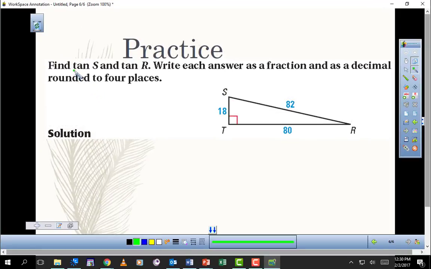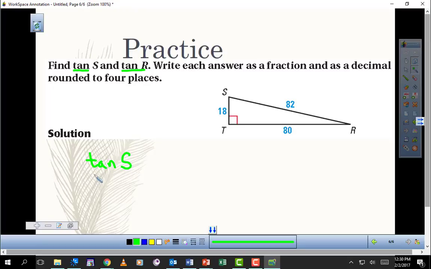Okay, so we want to talk about the tangent of S and the tangent of R. By the way, you're going to need a calculator for this. So, do you want to pass these out to each person? Okay, so we're going to start off with the tangent of S.